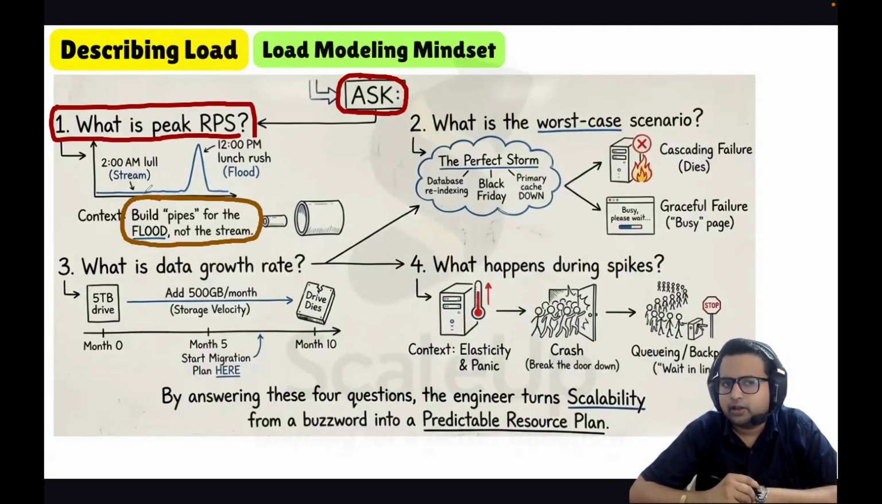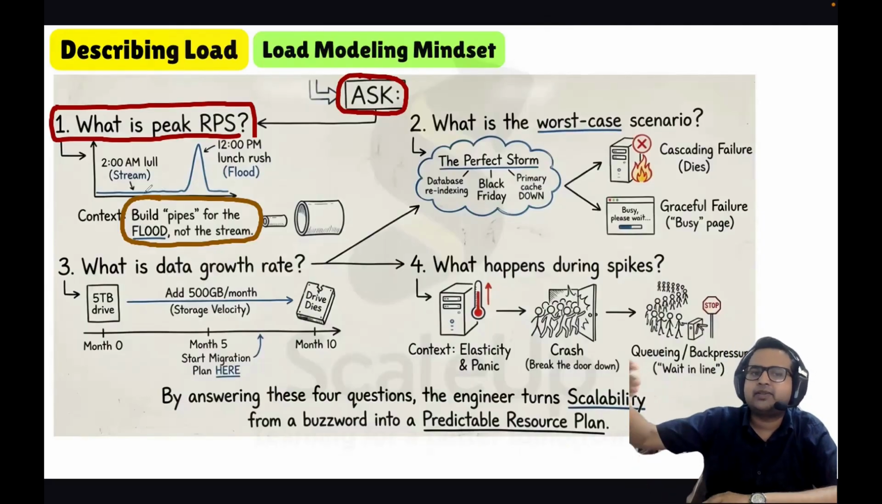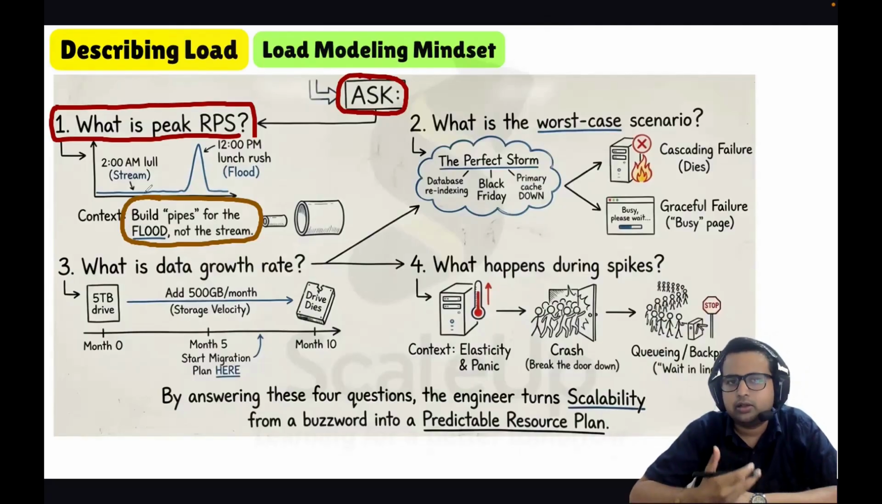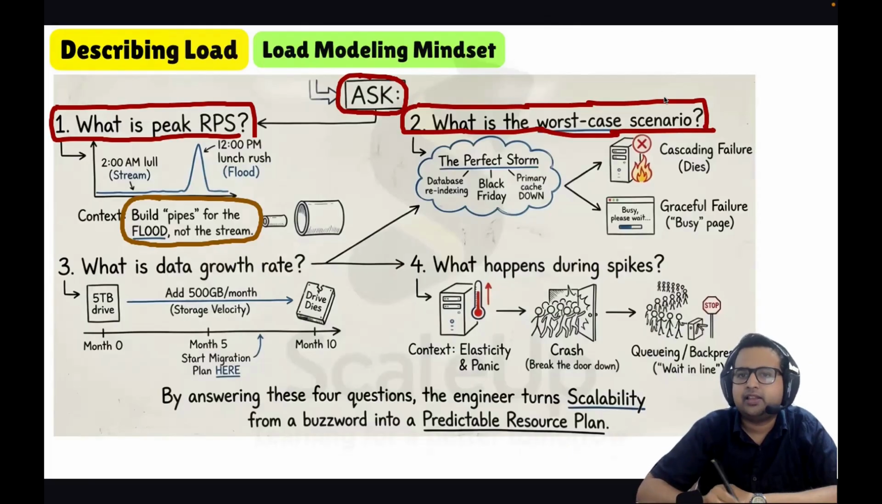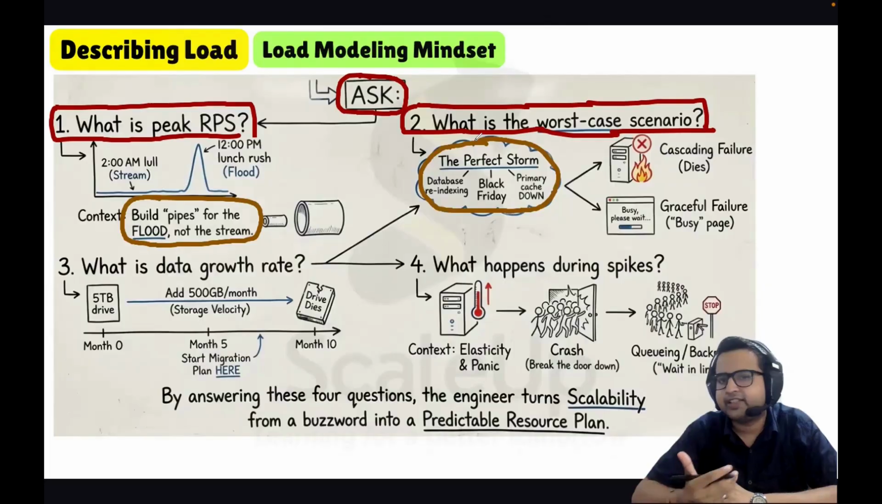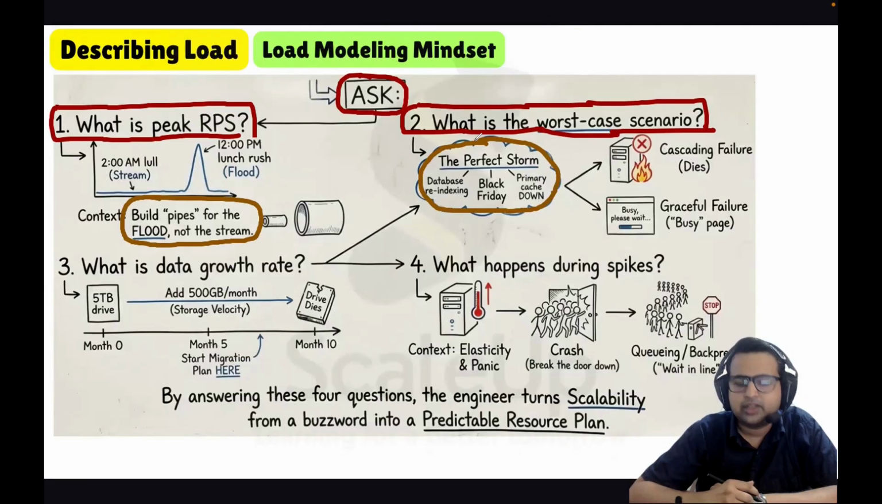If we get to know the peak RPS, request per second, then we can customize our system to handle that peak RPS. Good engineers ask questions like, what is the worst case scenario? Good engineers simulate the perfect storm, because once the worst case scenario is clear, they do the load testing on it. Like, database is re-indexed, it's Black Friday, primary cache down. So these are worst case scenarios.